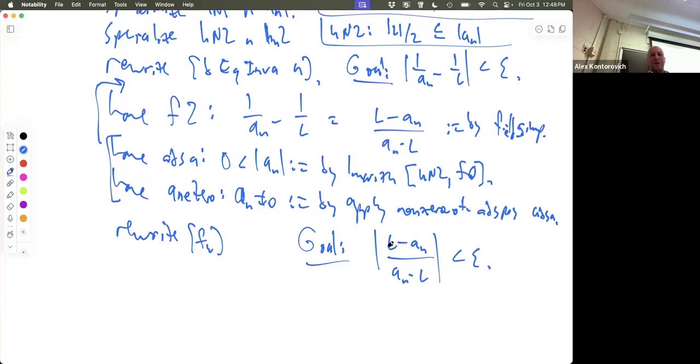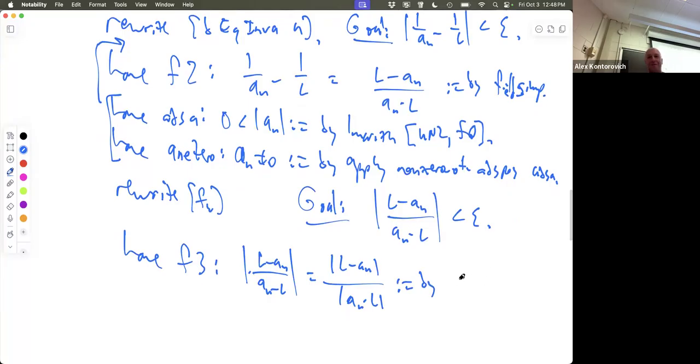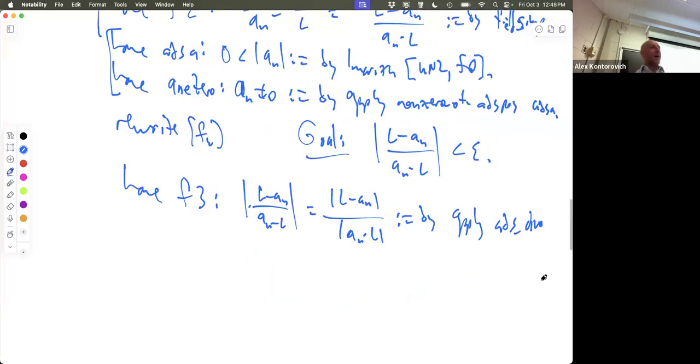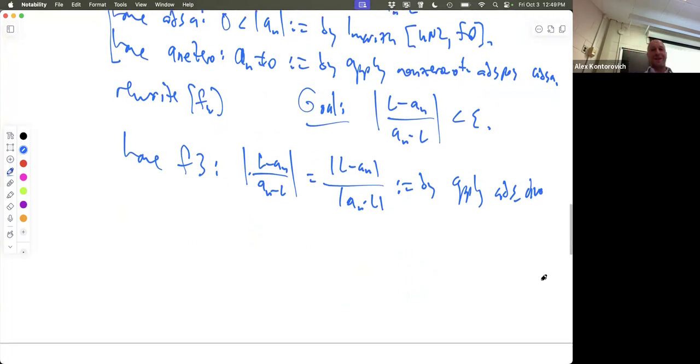Okay. Let's break those absolute values down. So let's have maybe an F3, which is that the absolute value of L minus a_n over a_n, minus L, is equal to the absolute value of L minus a_n, over the absolute value of a_n times L. And that's by what? Abs_div. So apply abs_div. The fact that we know any of these theorems is the weakness of the tactics as they currently exist. There should be a tactic called obvious, obvious, obvious. I shouldn't have to spell any of this out for you.